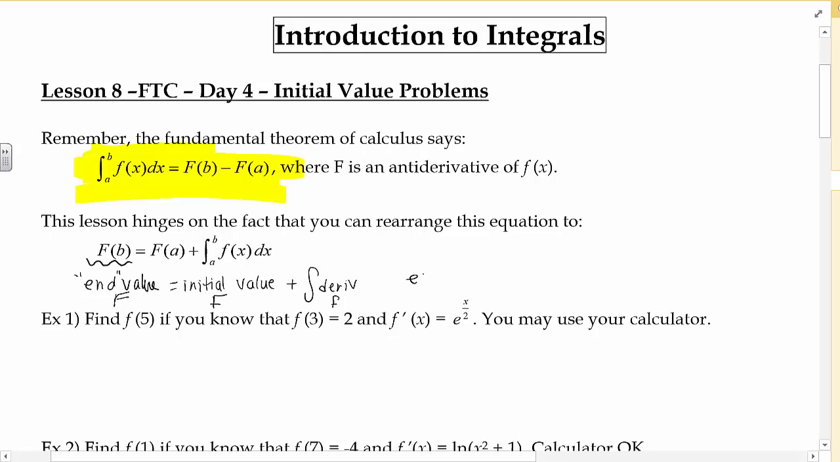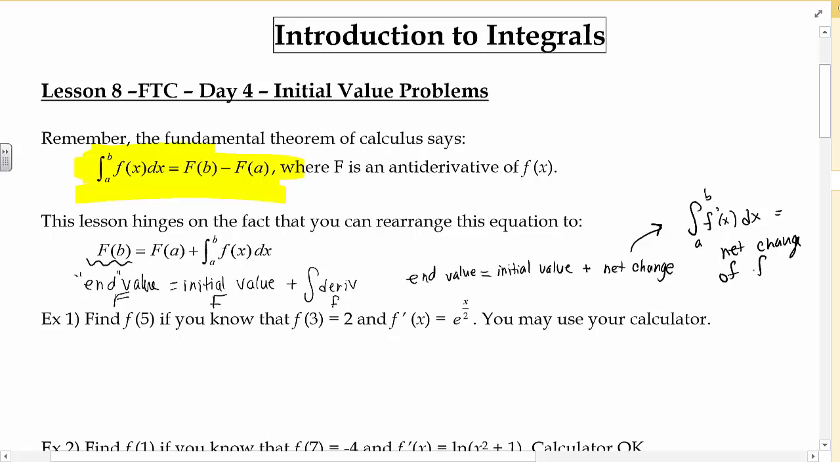Another way to write this is that our end value equals our initial value plus our net change of our function. Because if I take my initial value plus my net change, that'll tell me where I end up. So again, what that really ends up meaning is that the integral of f prime of x dx from a to b equals the net change of f on the closed interval from a to b.